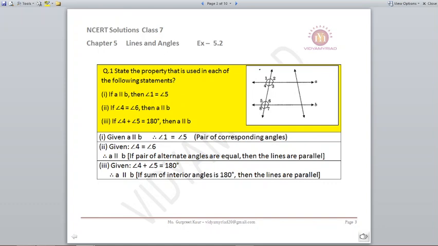The sum of the angles formed on parallel lines on the same side of the transversal is equal to 180 degrees. Now here they have given us that angle 4 plus angle 5 is 180. Then we can say that A is parallel to B because they are co-interior angles.